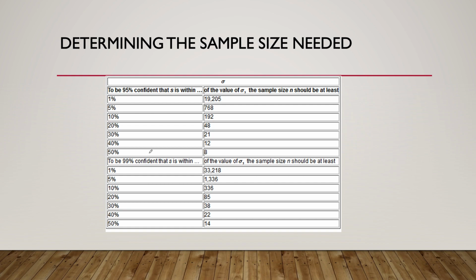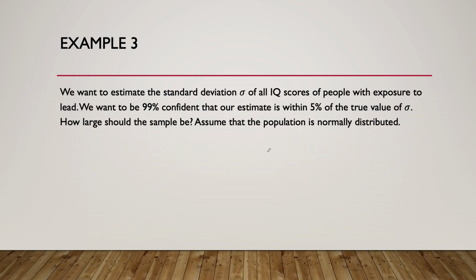And to be 99% confident, for 1%, 5%, 10%, 20%, 30%, 40%, 50% of the value of sigma, the sample size n should be at least 33,218, 1,336, 336, 85, 38, 22, and 14, respectively. And now, based on this table, we have an example.